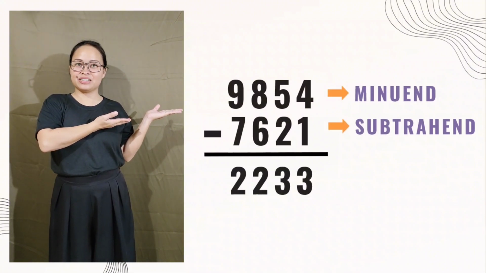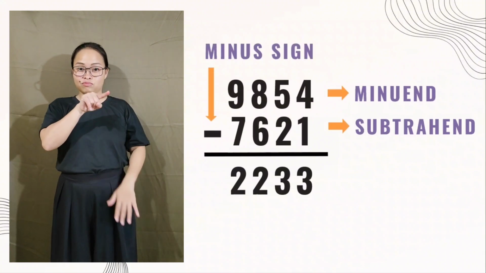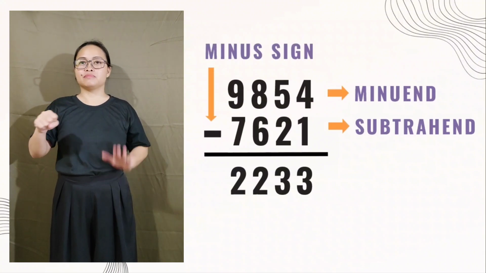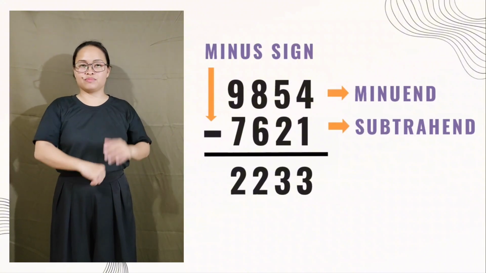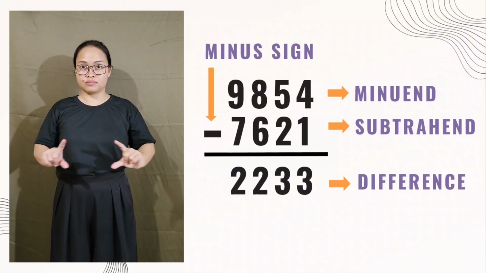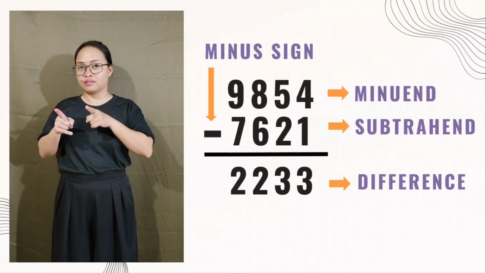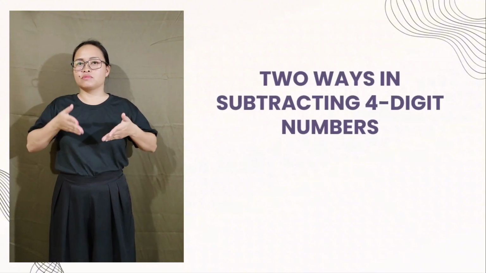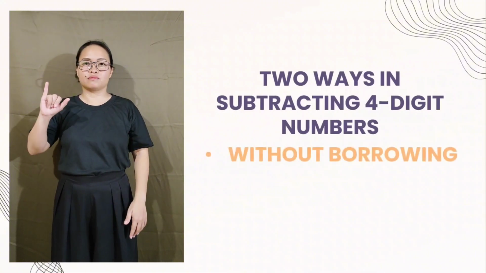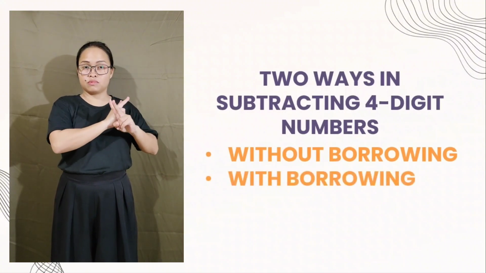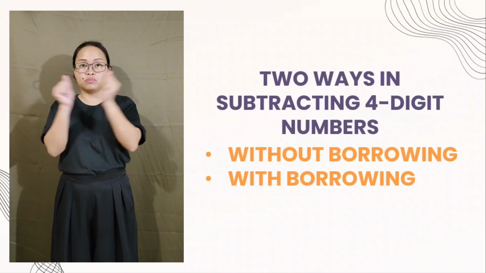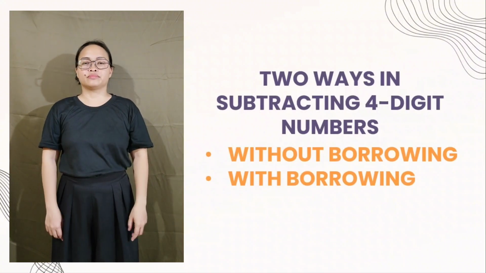That is the minus sign, which indicates that we are performing a subtraction operation. And that number is the difference, or the answer that is obtained after subtracting these numbers. Now, there are two ways of subtracting 4-digit numbers. It could be subtracting without borrowing or subtracting with borrowing. To better understand how these two work, let us take a look at some examples.